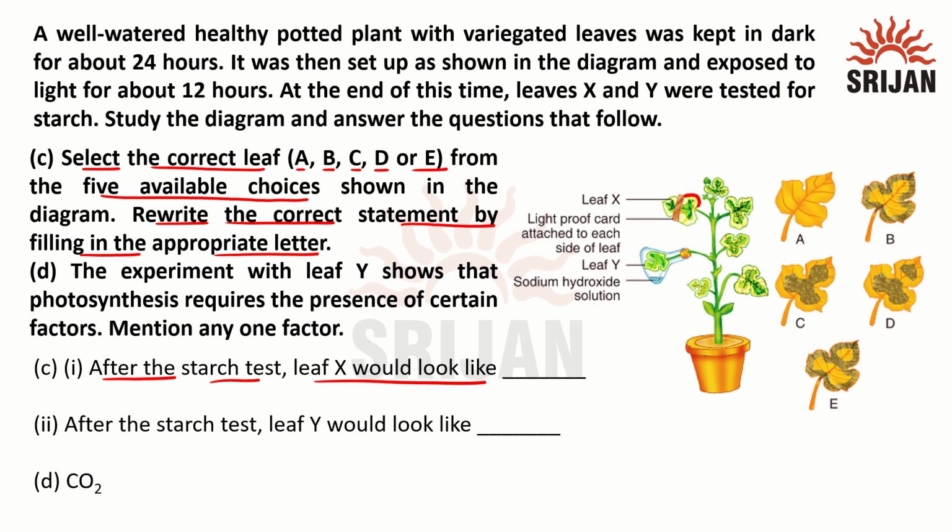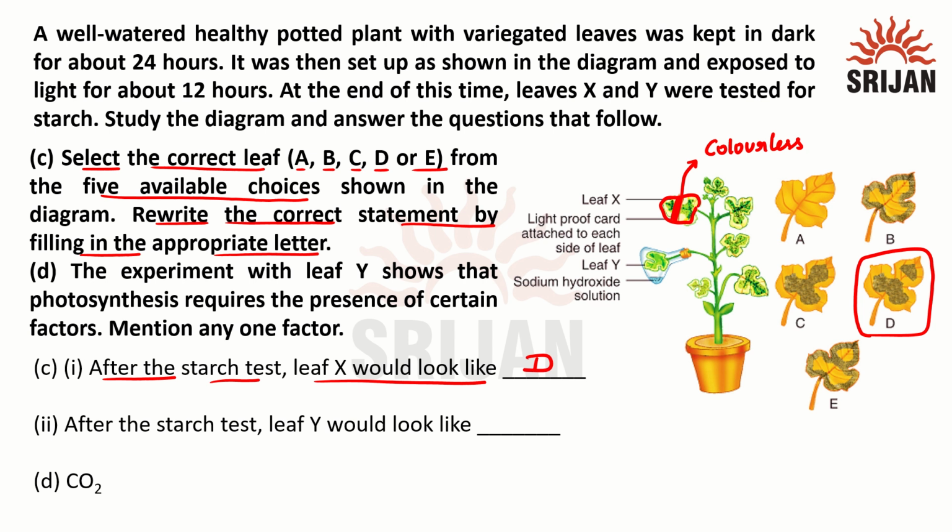So if I take this leaf, it has a black strip in the middle. So the part which is having the black strip will be colorless, whereas the part which is exposed to the light will turn bluish black. So the answer will be, it would look something like the leaf D.